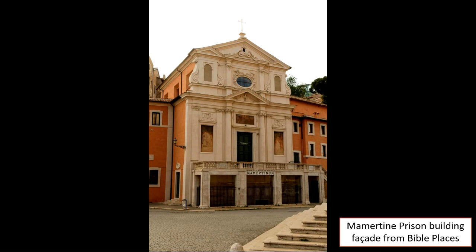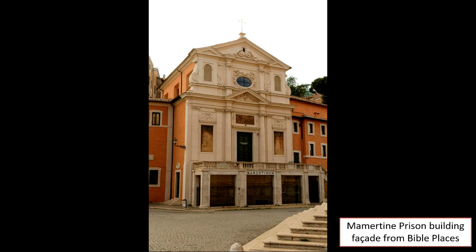Now, this facade is new over it. This is not how it looked in Paul's time. Architecture was not the same in Paul's time. So this is the front of the Maritime Prison, also called the Telenium. If you want to visit it, you could go to Rome and you could see it. And so this specifically is where it's believed that Paul's imprisonment was.